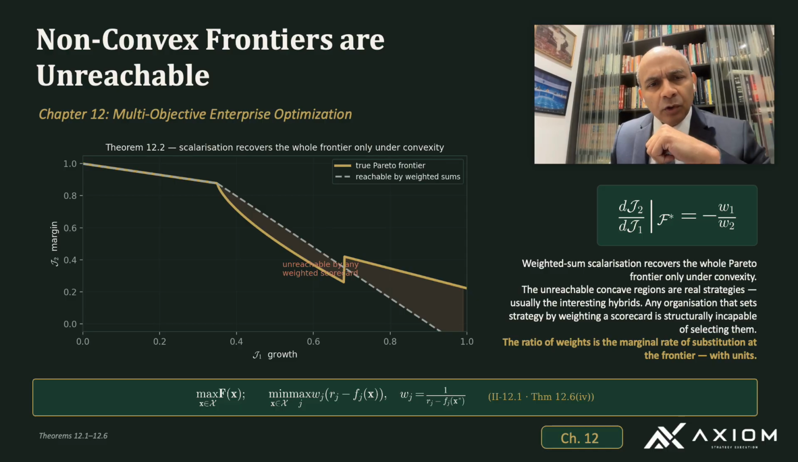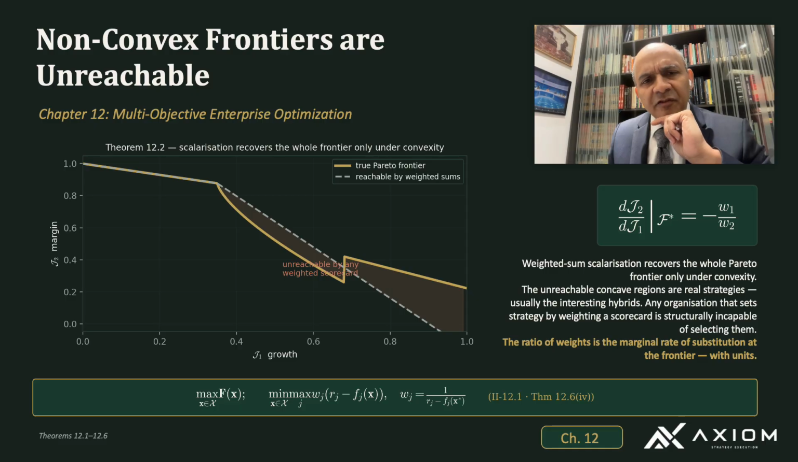Theorem 12.4, the enterprise trade-off theorem, where the ratio of weights is the marginal rate of substitution between objectives at the frontier. Along the Pareto frontier, the marginal cost of tightening one objective is exactly its KKT shadow price, so the active multipliers quantify the enterprise's current trade-off rates between competing objectives.